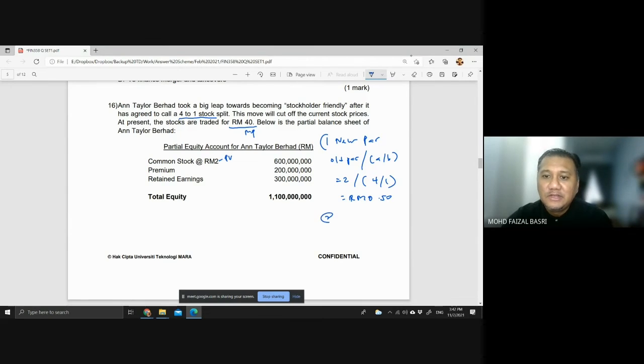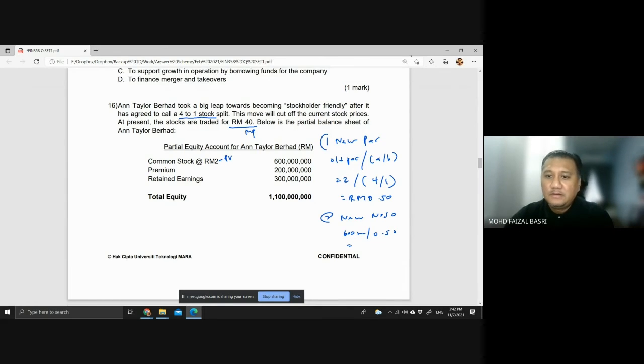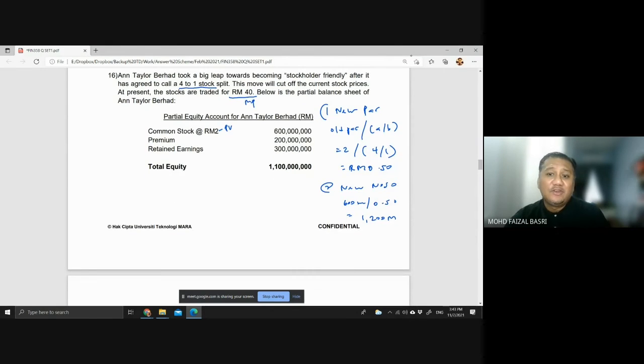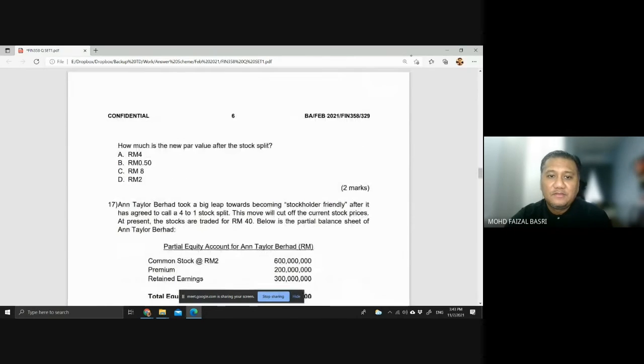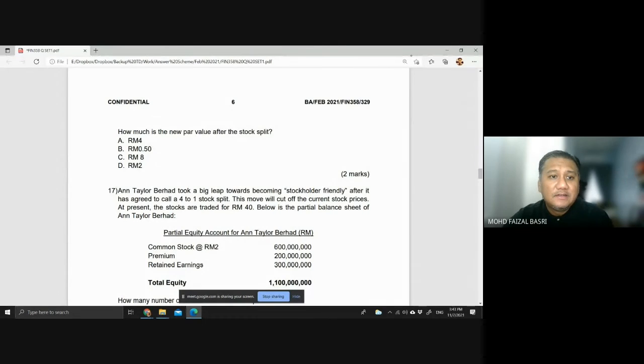So nak cari number 2, new NOSO. Ada dua cara, sama ada you guna straight 600 million divide dengan new par 50 cent. Okay, so assuming tu lah soalan dia, I assume tu je soalan dia. What will be the new par value after stock split? Dia tanya tu je, satu soalan. Stock split, so it's 50 cents.